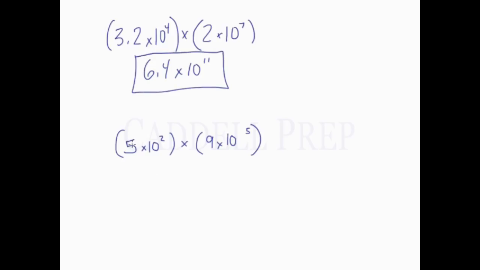Okay, now let's try this one. 5 times 9 is 45. 10 squared times 10 to the 5th, add exponents, 10 to the 7th. Okay, this one's not in scientific notation. We have to put the decimal here after the 4. So we have 4.5 times 10. We made this 1 factor of 10 smaller. So to make up for it, to make this a factor of 10 bigger, we add 1 to this, and we get 10 to the 8th. So 4.5 times 10 to the 8th.